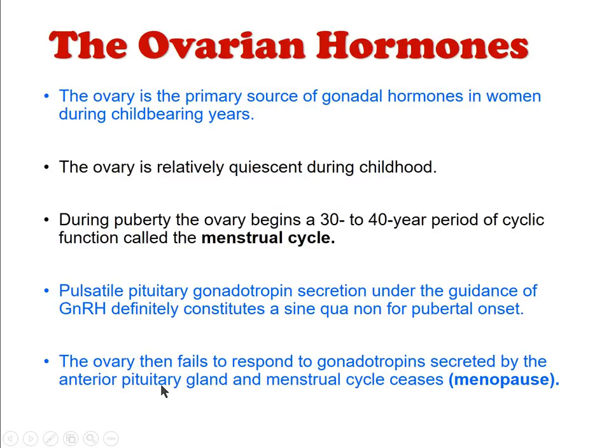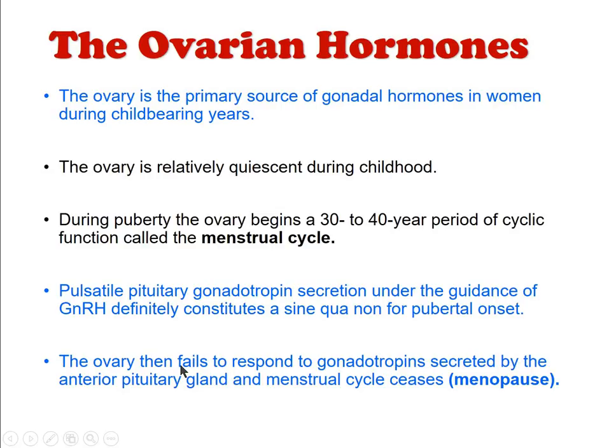And then what happens down the road, the ovary fails to respond to this gonadotropin with the advancement of age, and then the menstrual cycle basically stops. That's when menopause is there. So it's not based on eggs or how many eggs, it's basically with the advancement of age, this ovary is not responding to gonadotropins secreted by the pituitary.